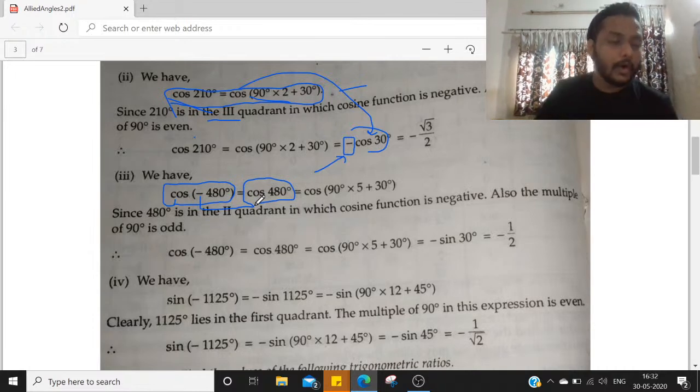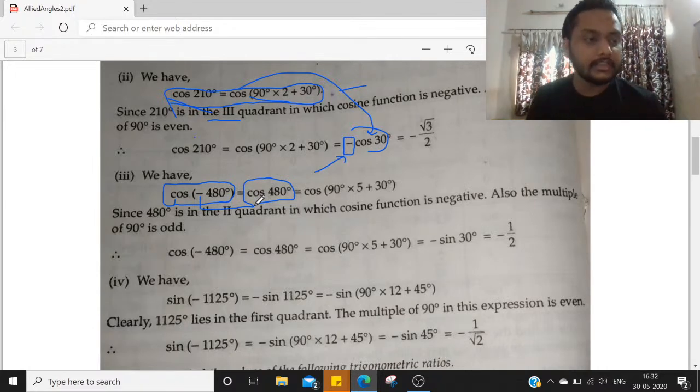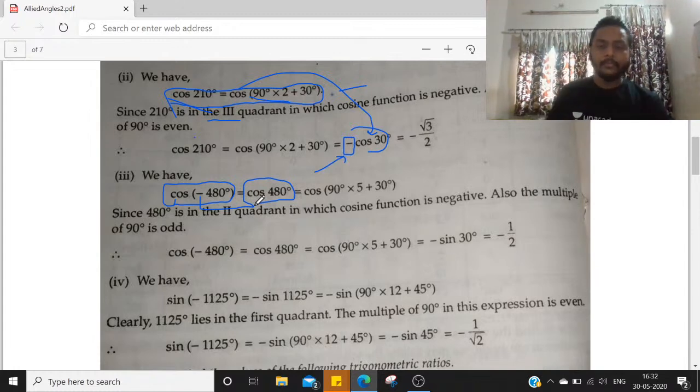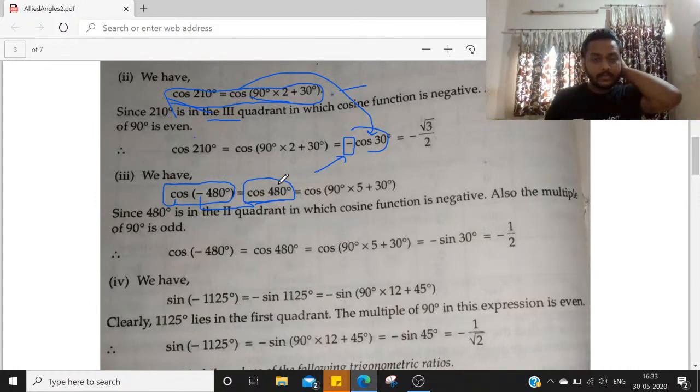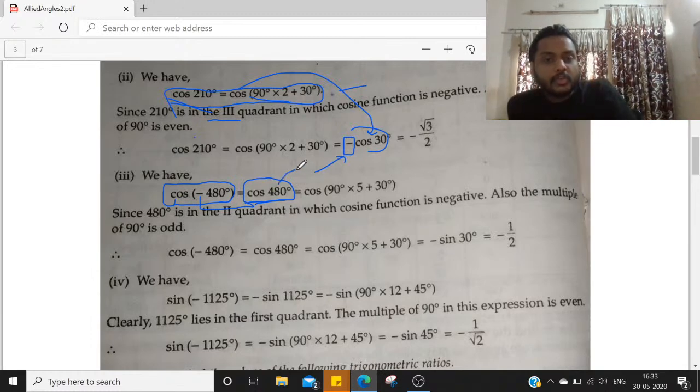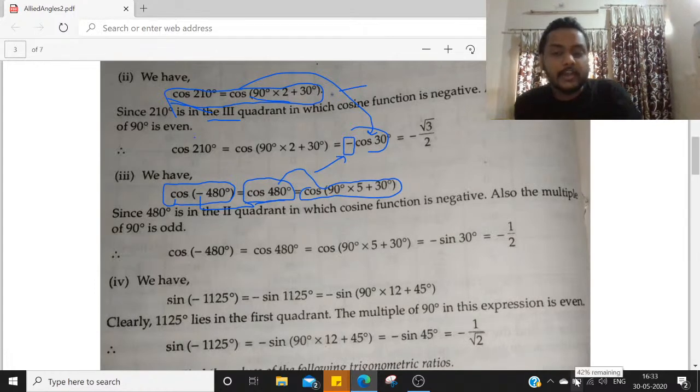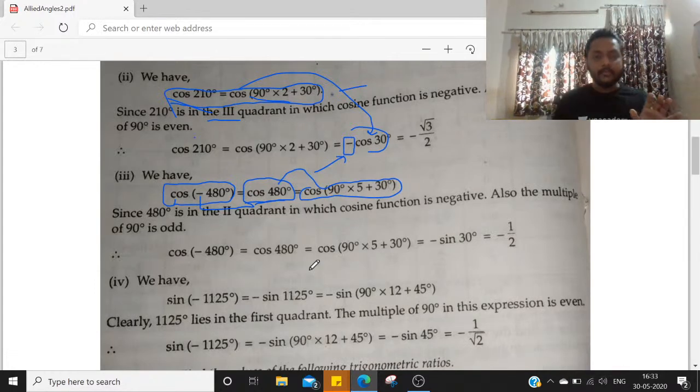How? Because we all know that cos minus theta is nothing but cos theta. Are we clear with this? Cos of minus theta is as same as cos theta. So I will be having cos of 480 degree with me. Now this cos 480 can be written as 450 plus 30, which means it will be cos of 90 times 5 plus 30. Are we clear with this? Everyone, guys, please tell me, are we clear with this? Cos of 90 times 5 plus 30.